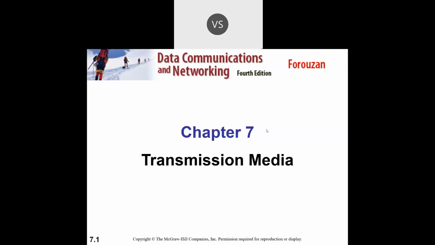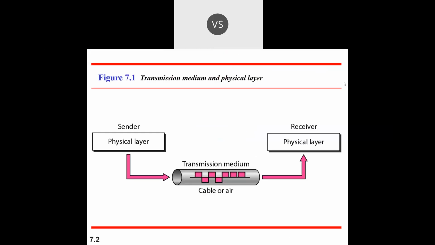Okay, so in the transmission media, what are the things associated with transmission media? Transmission media can be either a guided media or an unguided media. Guided media means there is a specific cable. And unguided media is an open space.